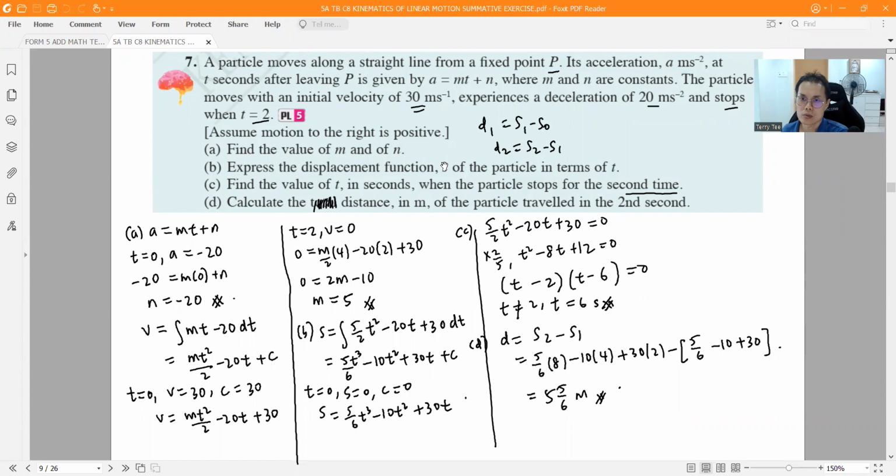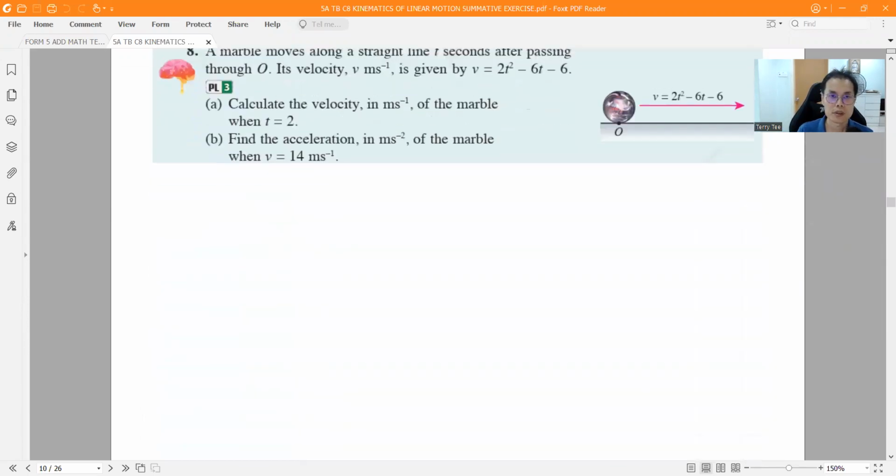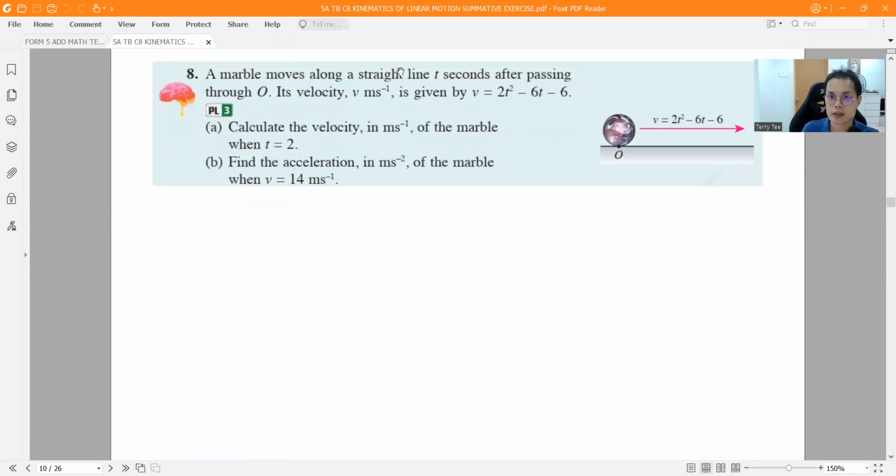Moving on to question number 8. A marble moves along a straight line t seconds after passing through point O. The velocity function is given by this. Calculate the velocity when t is 2. Very simple. When t is 2, v is 2 times 2 squared, which is 4. I sub 4 inside, 6 times 2 minus 6. So this is 8 minus 12, negative 4 minus 6. Negative 10 meters per second.